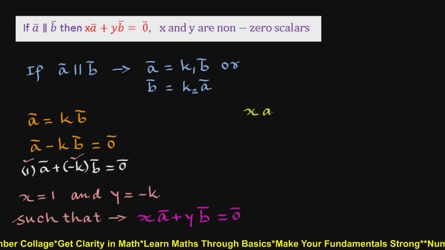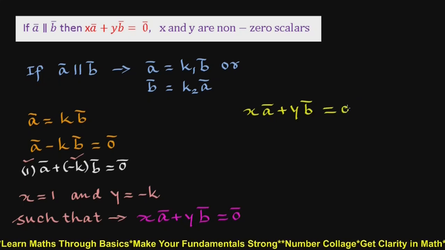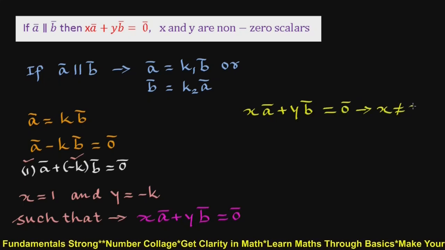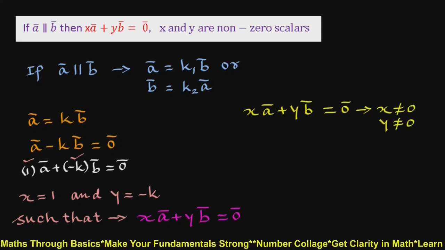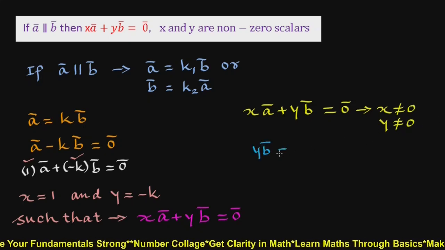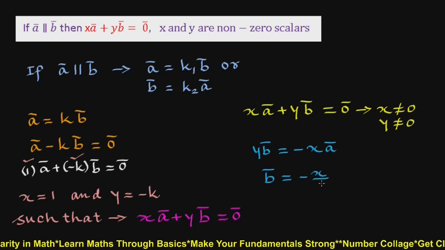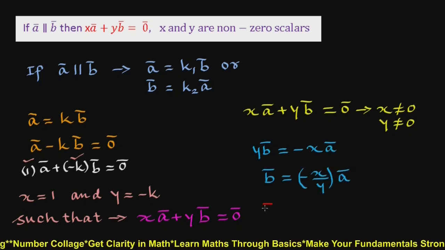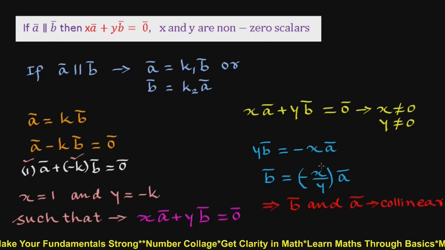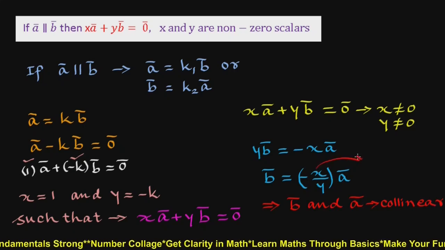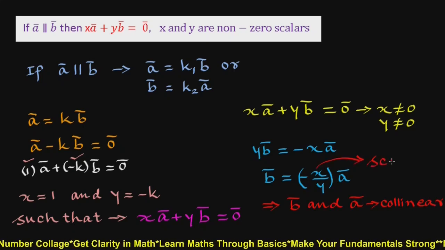Now from x A bar plus y B bar equals 0 vector, and both x and y not equal to 0 simultaneously, then we write y B bar equals minus x A bar, that is B bar equals minus x upon y A bar, which implies B bar and A bar are collinear, because here this minus x upon y is going to be another non-zero scalar.